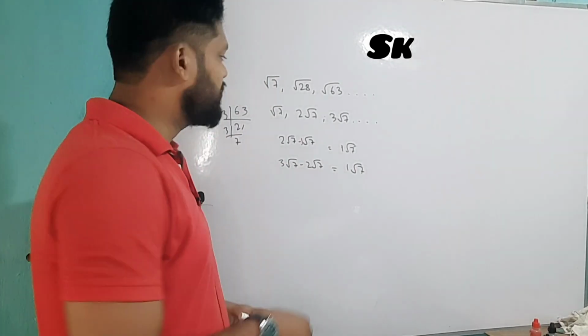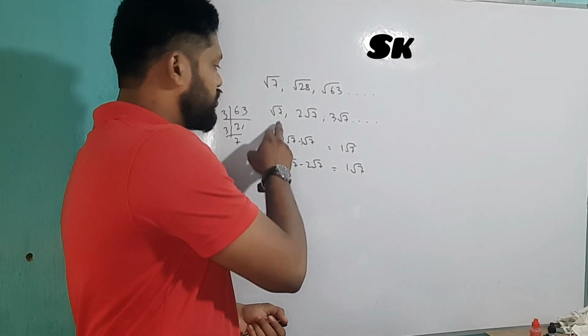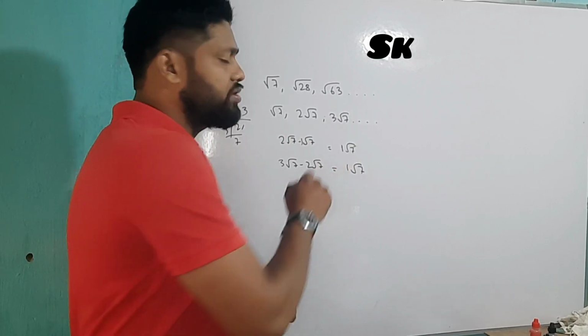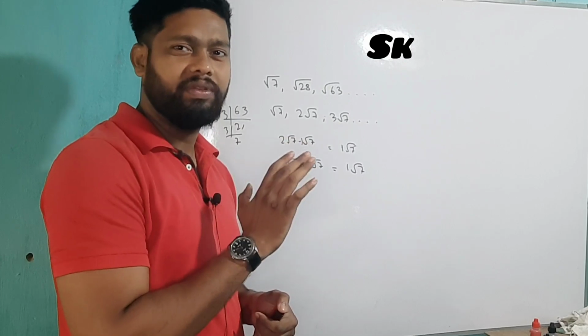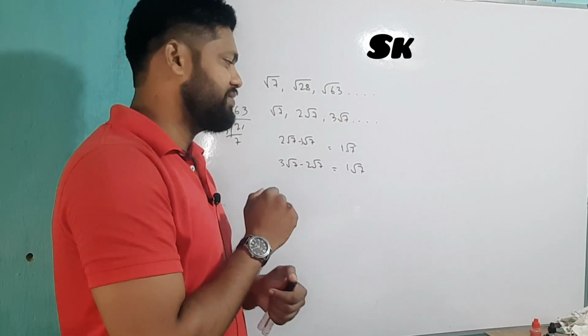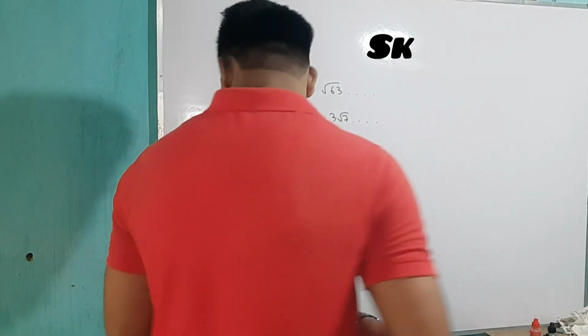So what is the first term? The first term is root 7, and the common difference is root 7 also. Both are the same in this case. It may not be the same in other cases, but in this case it is. Clear? Okay, let us go for the next question.